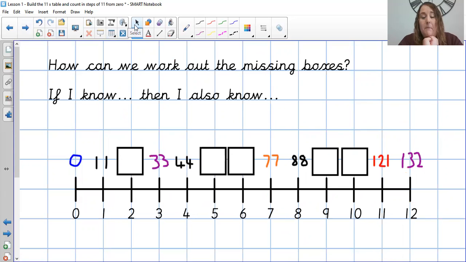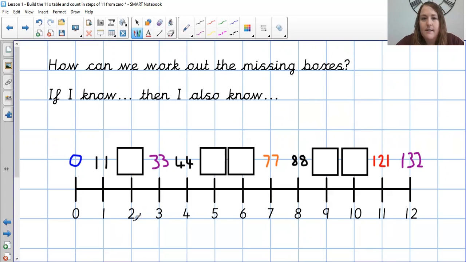We have some of the numbers. Now I've used different colours this time, which is absolutely fine, but I'm going to see if we can spot which ones are the missing ones and what colours I might need to add them in. So you can see I've got a missing box for 2, 5, 6, 9 and 10. Okay, so the first one then that's missing is the 2 box.